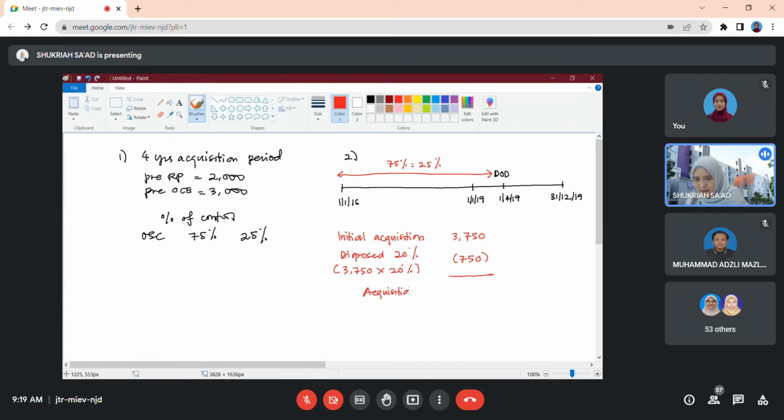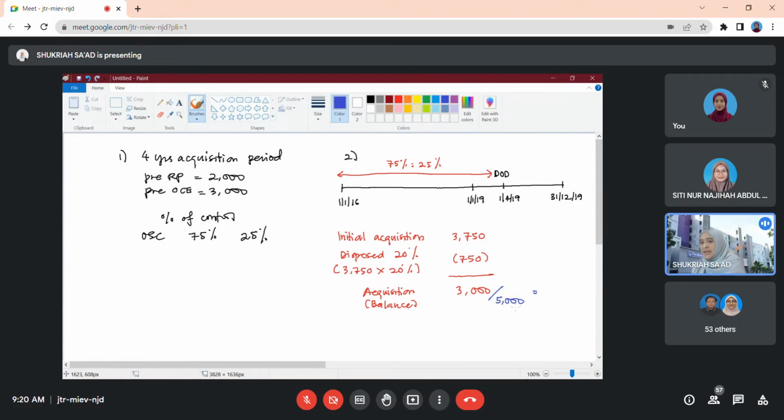So, balance lagi dia punya acquisition share dia. Asalnya dia acquired share of Nova sebanyak 3.75 million unit ya. Lepas tu dispose 20%, which is 0.75 million. So tinggal lagi 3 million. So dengan balance ni, this is balance acquisition yang ada. Okay, kita kena bahagi balik, bahagikan dengan total number of shares owned by Nova, which is 5 million. Dapat berapa kelas? 0.6. Kalau percentage kali 100 dapat 60%.